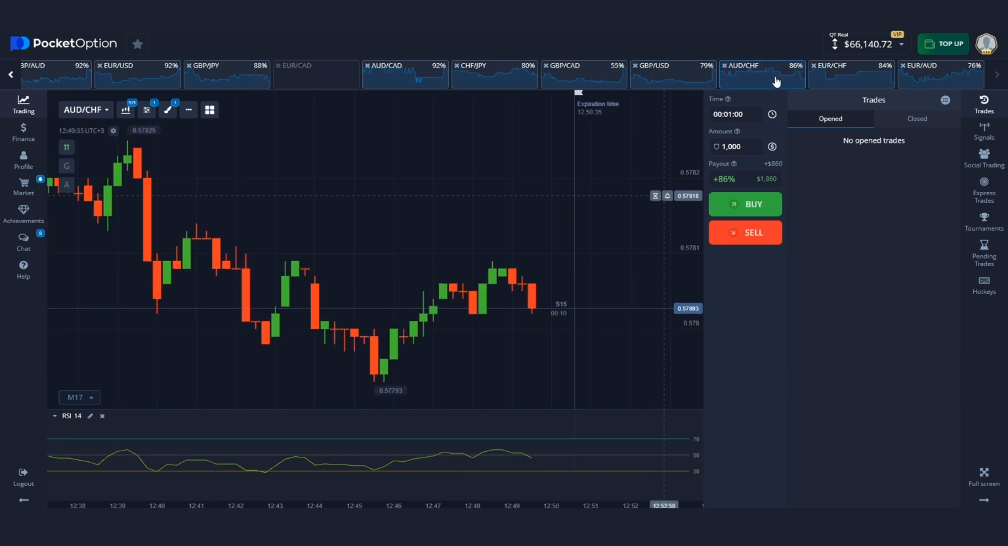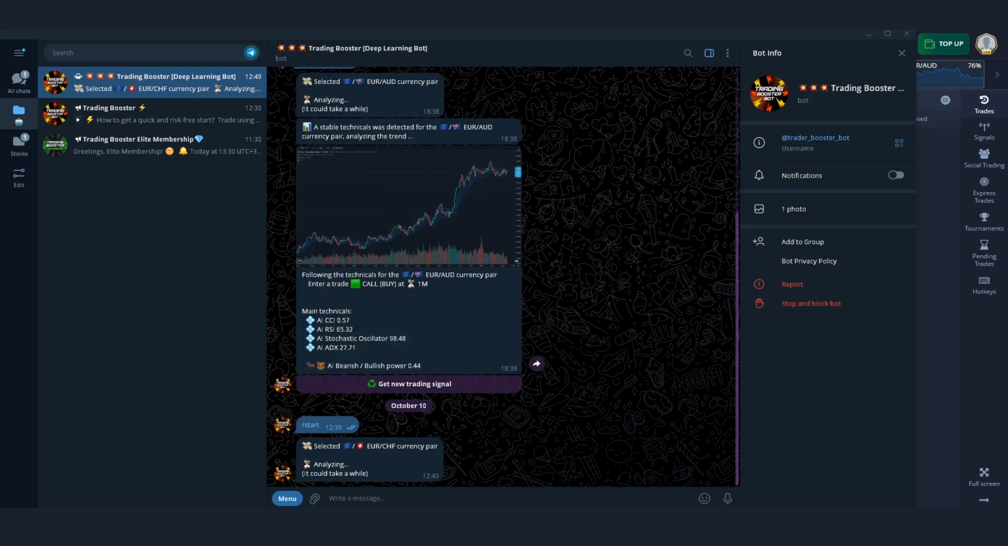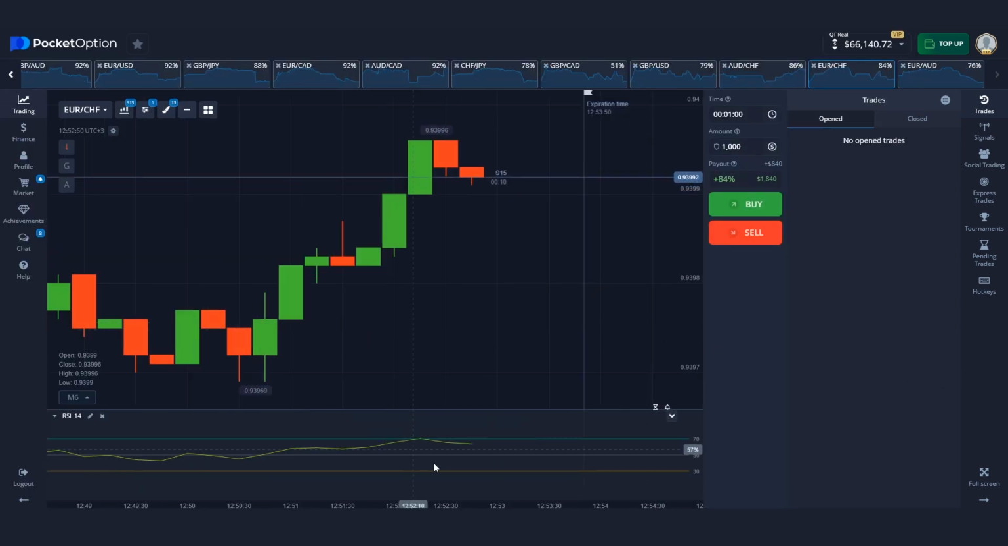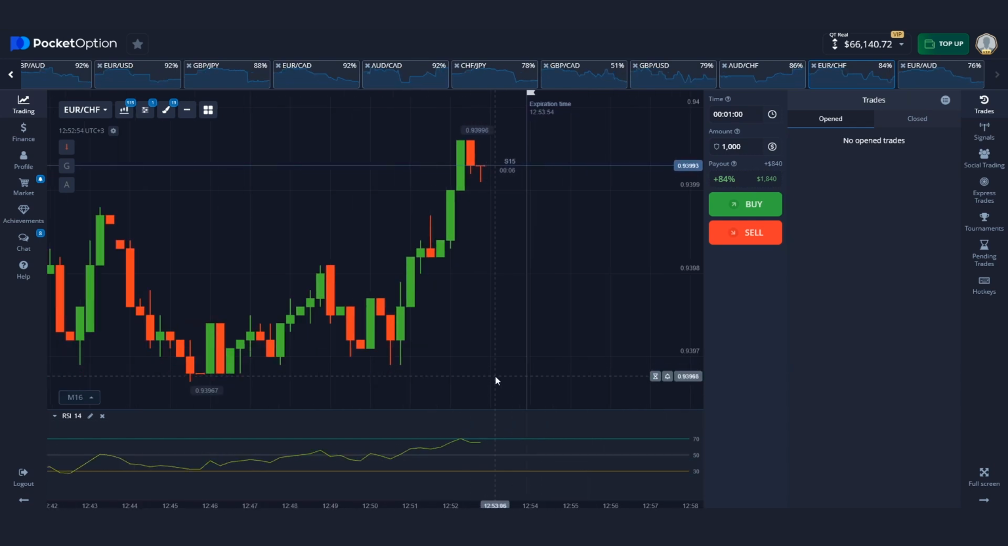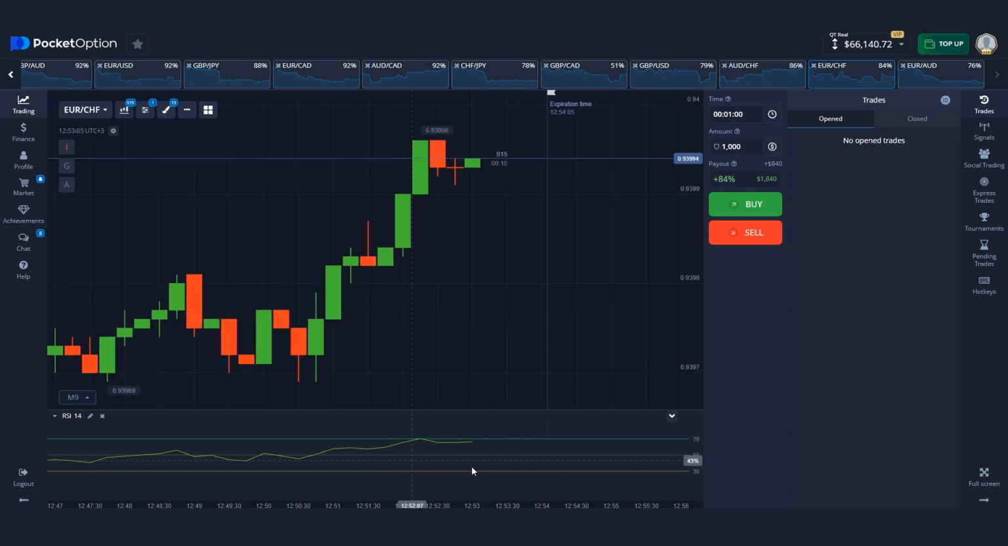I change my currency pair. Now I will choose the Euro Swiss franc. I get a sell signal. And as you can see, the RSI is in the upper zone, so I'm not going to open my trade now. If the RSI values were lower, in the middle zone, then I would open my down trade. But the indicator is too high, so I am not sure about this trade and I will skip it.